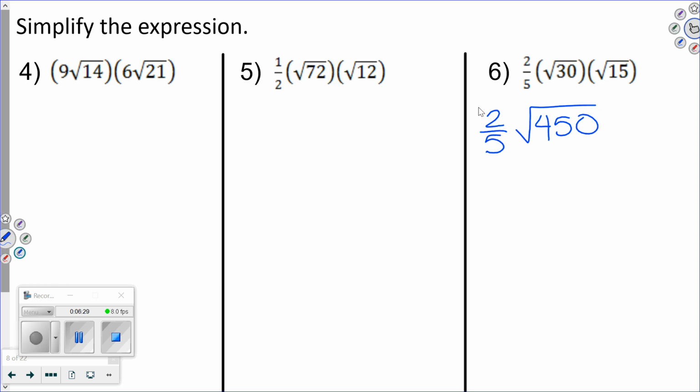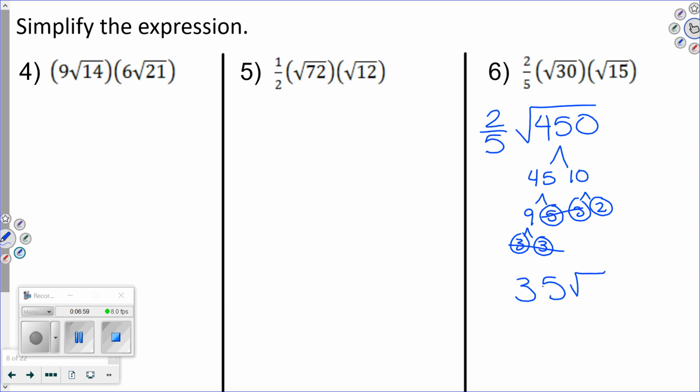Is 450 a perfect square? No. All right, so we can go ahead and do our factor tree. I'll go 45 and 10. Again, does not matter. All right, and then do you have pairs? Yep. Got a pair of 3s, pair of 5s. I got a leftover 2. And then out in front, I had a 2/5.